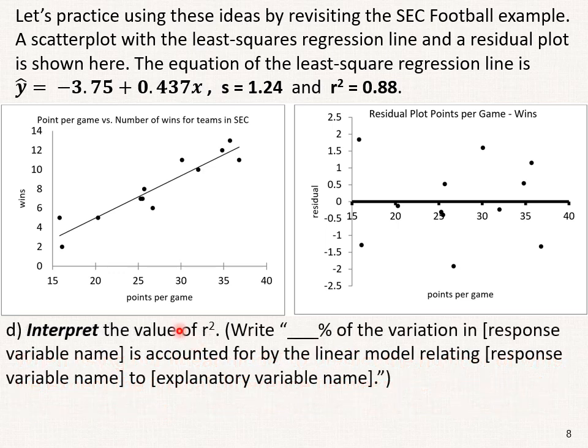All right, and then now we want you to interpret the value of r squared. So how would we write that? This is a pretty good model here. So we write 0.88, but we write it as a percent. So we'll say 88% of the variation in, and we want to talk about the response, that's the y, is accounted for by the least squares, or the linear model, relating those two variables. So pause that and write it, and then compare to what I give you.